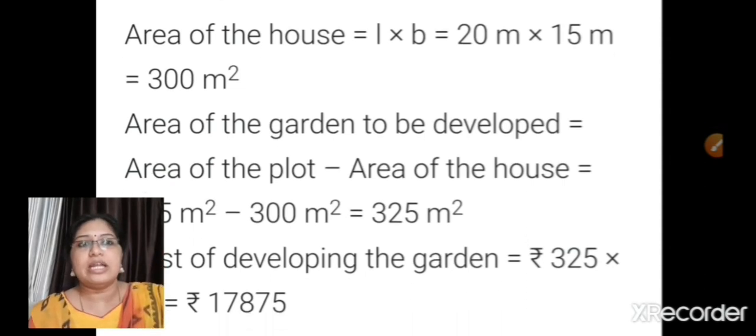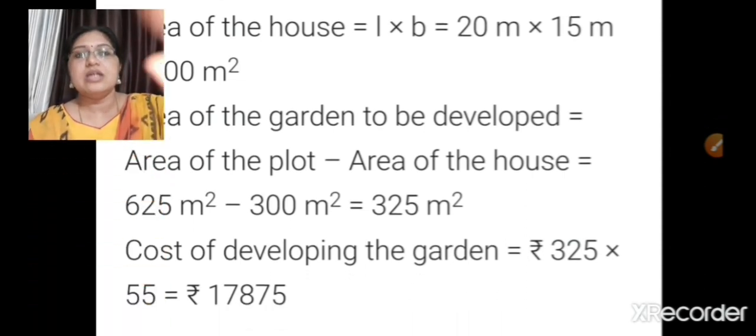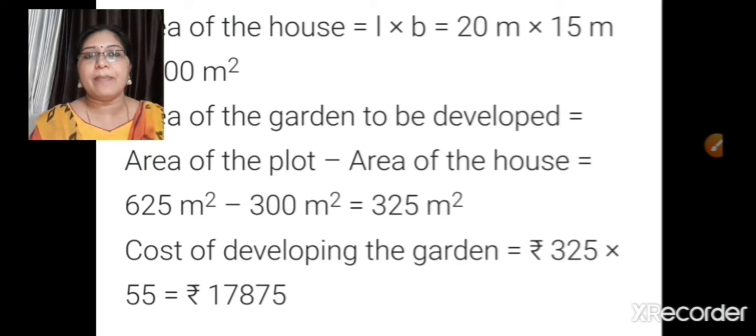Okay. So that is 625 meter square minus 300 meter square. That is equal to 325 meter square. Now you want to find the cost. Per meter square it is given as 55. For this full area you should do 325 into 55. Then you will get 17,875 rupees. Okay. Now we'll go to next problem.